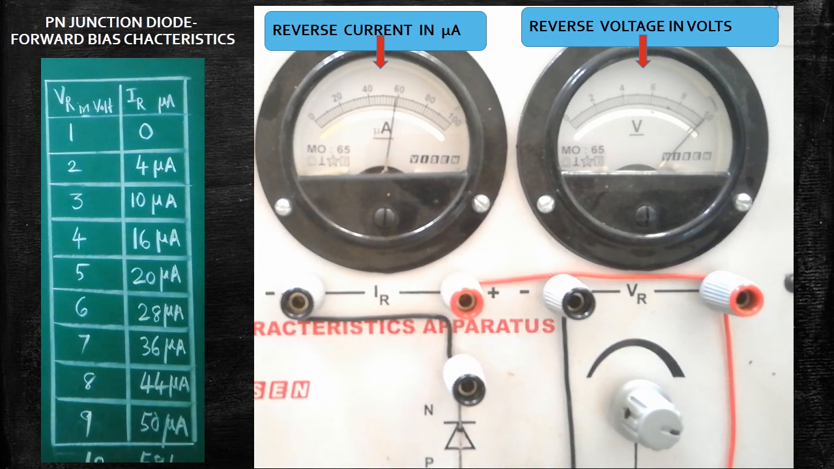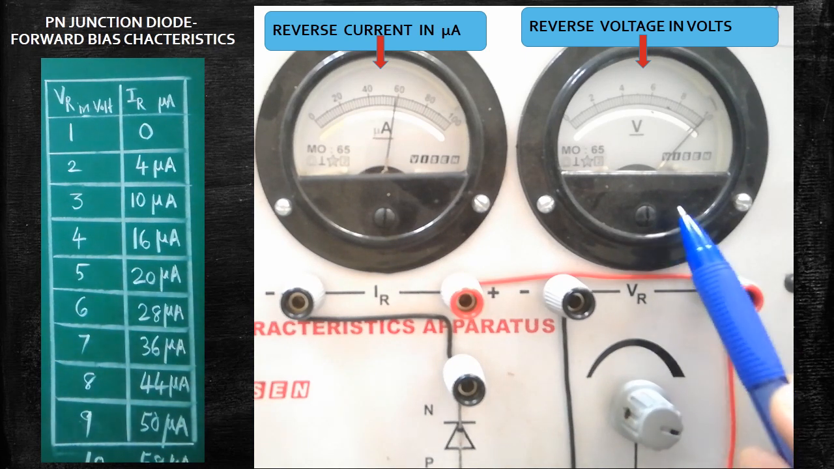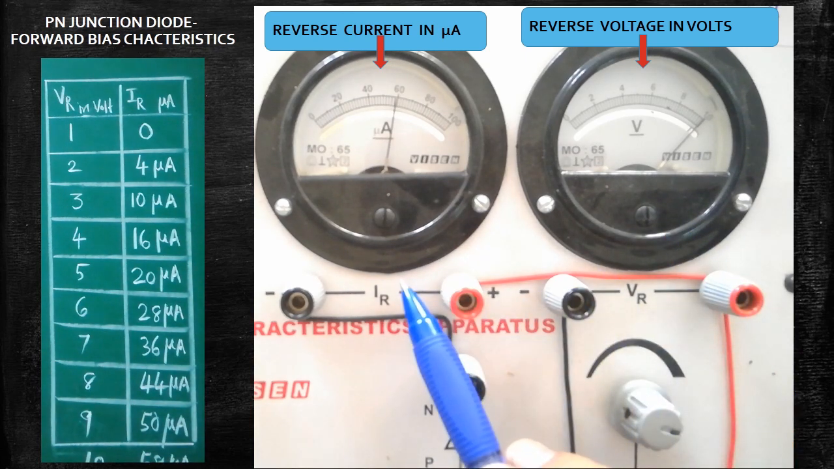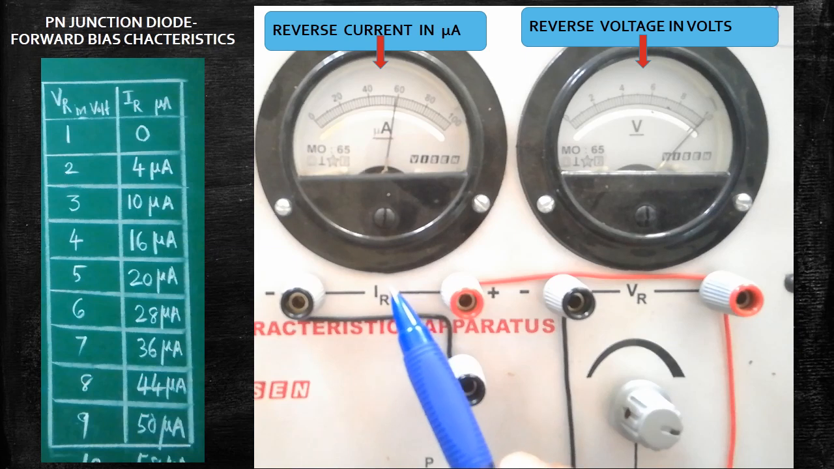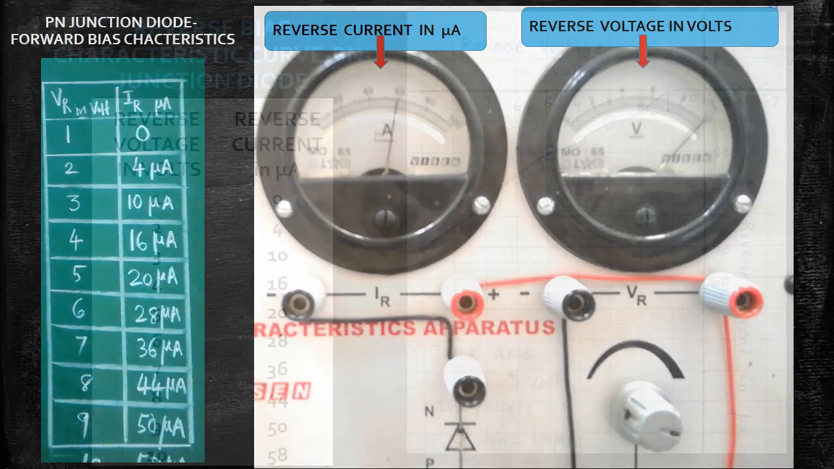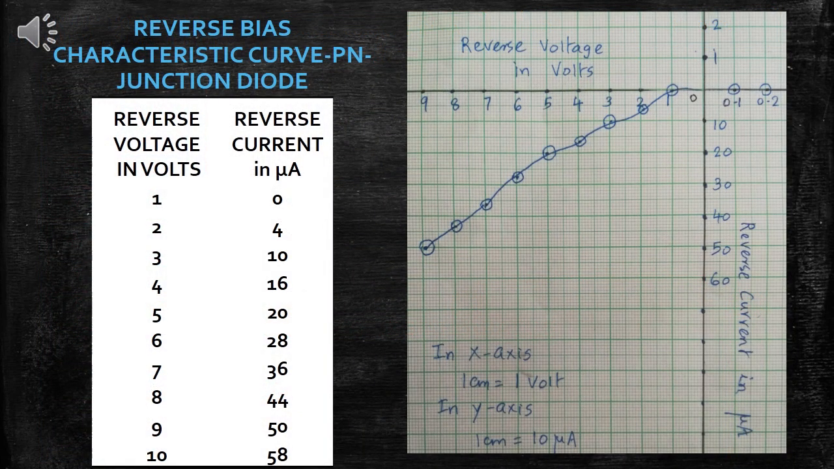Understood? Now, we have varied the VR reverse voltage. The corresponding change in the reverse current is measured. Later, we have to draw the graph. Already we have noted the readings of the reverse voltage and corresponding reverse current. By using this tabular column, plot the values in the third quadrant of the graph. That one gives you the reverse bias characteristics curve.